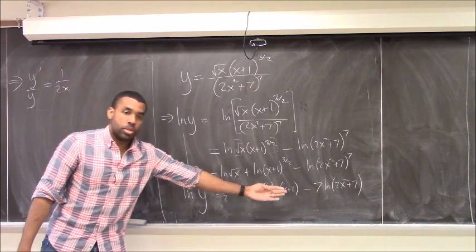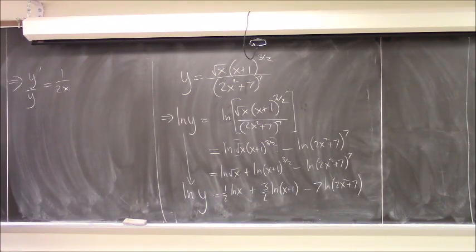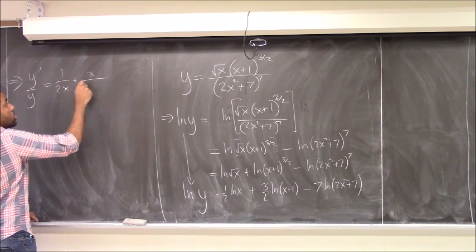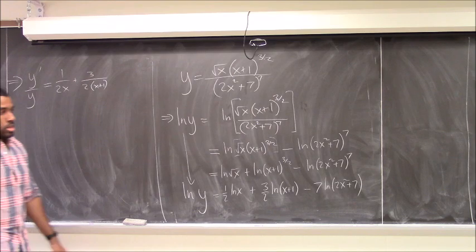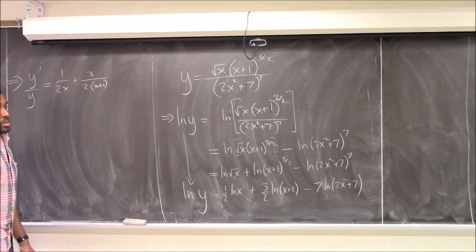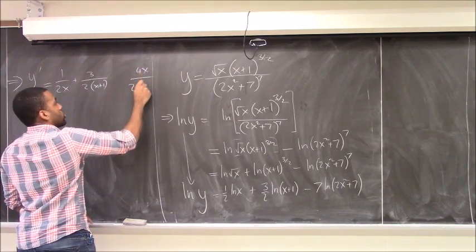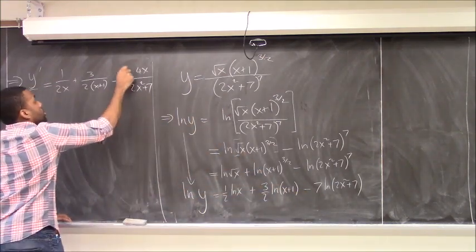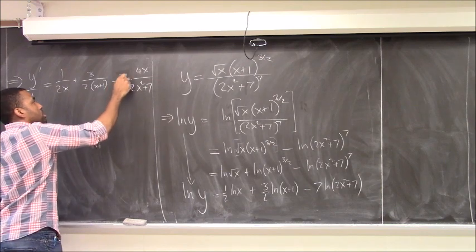Derivative of ln of (x plus 1)? 1 over x plus 1. So that just becomes 3 over 2 times 1 over x plus 1. And the derivative of ln of (2x squared plus 7)? 4x over 2x squared plus 7. And then there's a 7 in front. So it's just 7 times this.